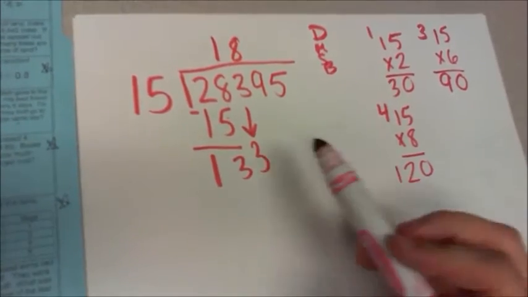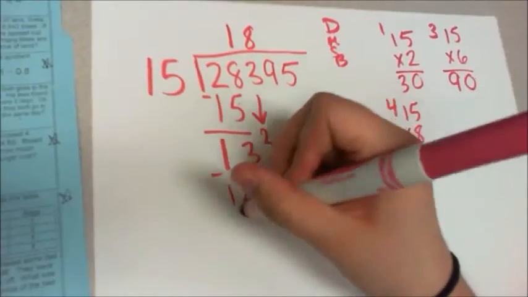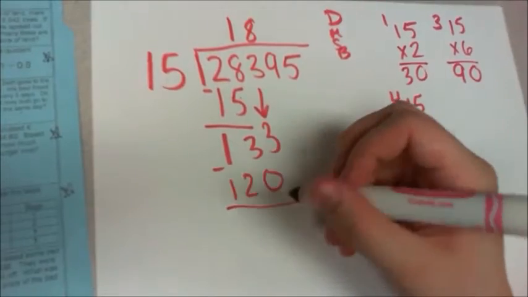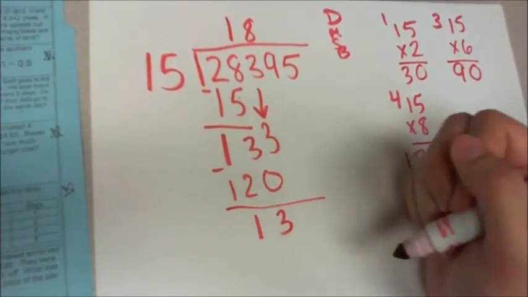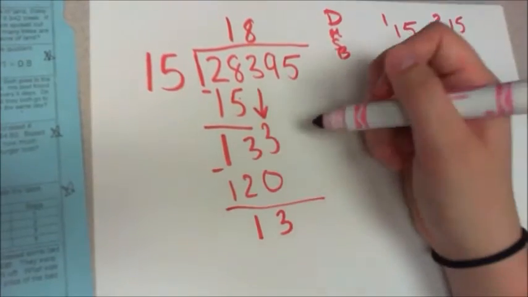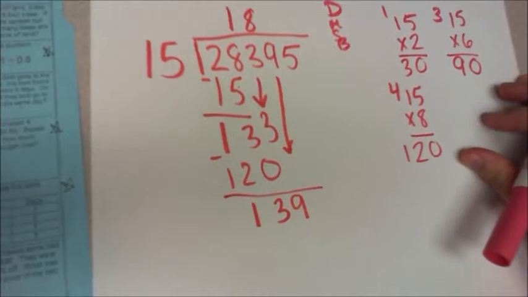And we just did our math over here. 8 times 15 is 120. And now we subtract. 3 minus 0 is 3. 3 minus 2 is 1. 1 minus 1 is 0. Now we bring down our 9.